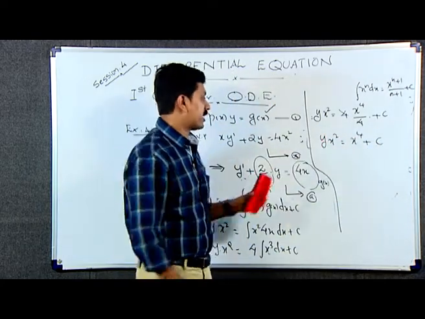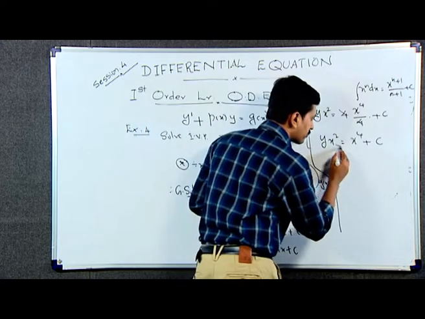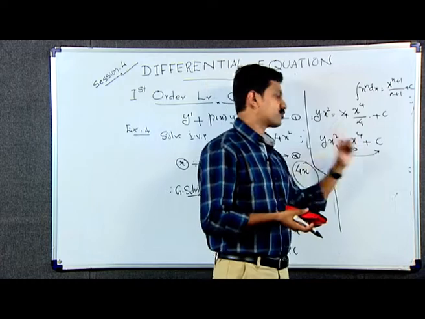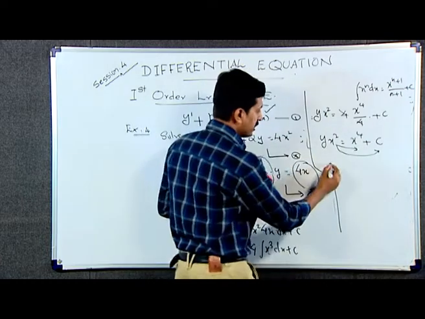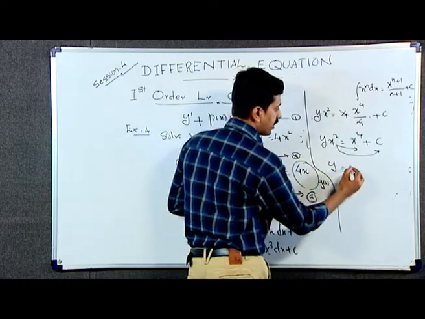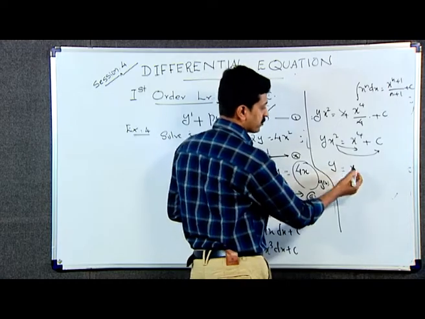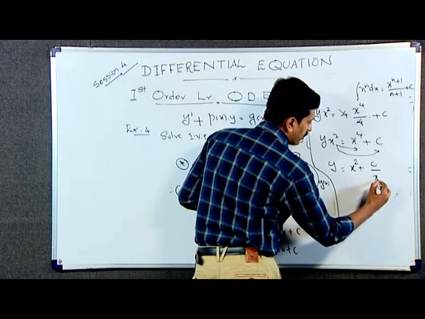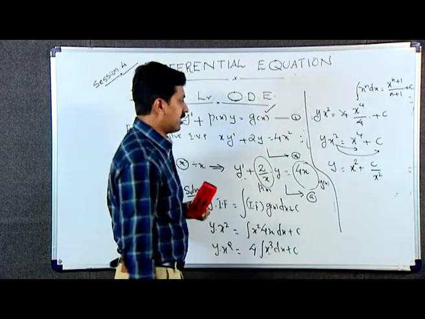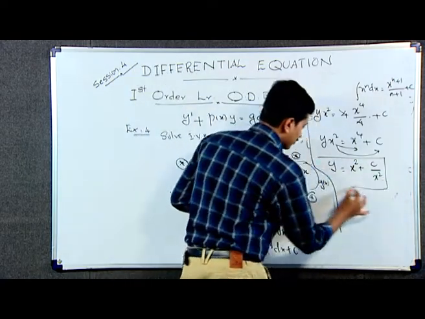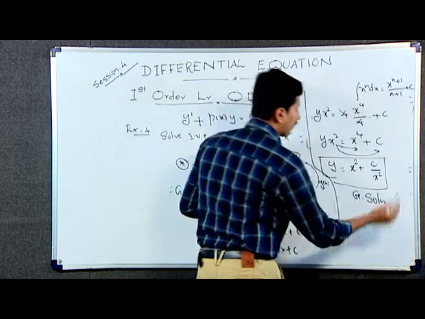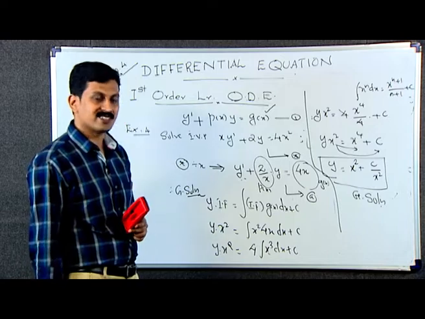We know that we have to make y alone, so we take x square to the other side as well. Therefore, y is equal to x raised to 4 divided by x square, which is equal to x square plus c divided by x square. This is the general solution of the given differential equation.